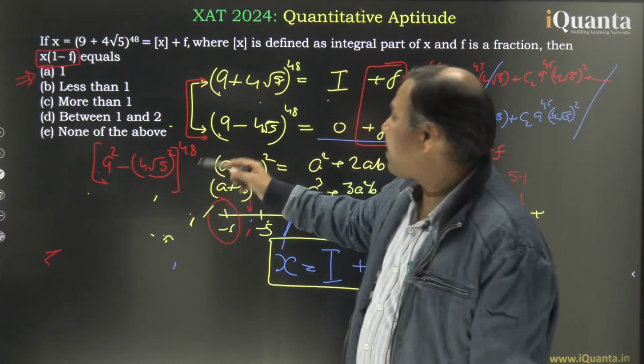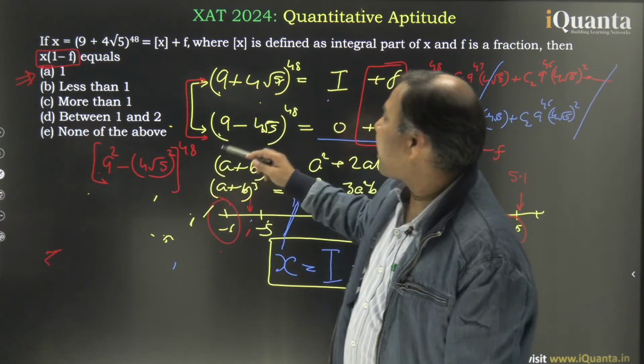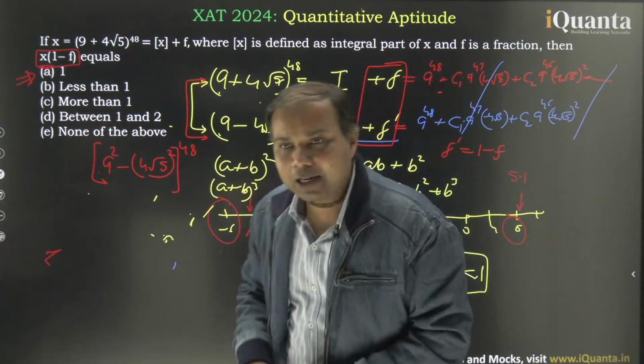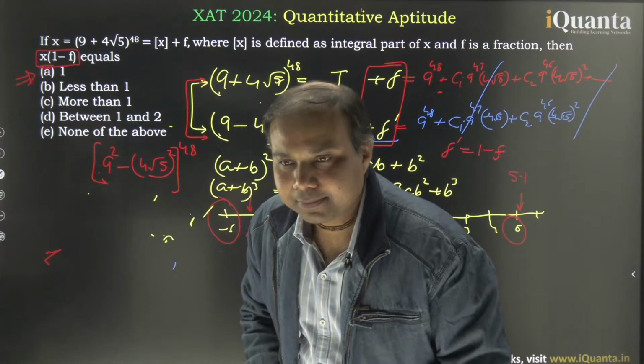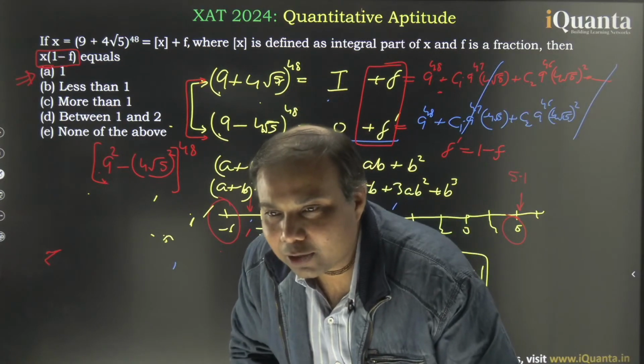So a square minus b square, that is 9 square, 81, minus 4 root 5 square, that is 80, as some of you have written also in comments. Yes, that is 81 minus 80. X into 1 minus f.